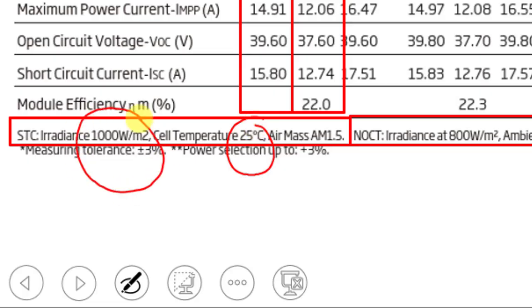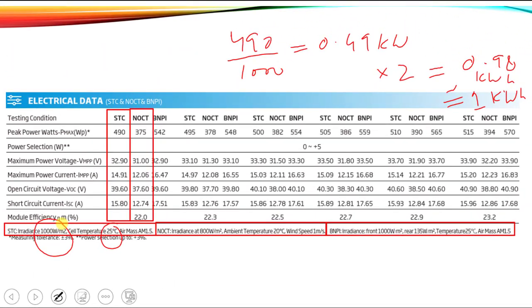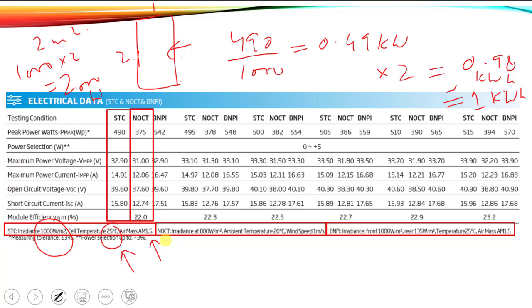Remember, per meter square. If the area of the module is 1 by 2 meters, then the total area will be 2 meters square, right? So the total sun energy which must be received by the module should be 1000 into 2, that is 2000 watts, as per STC conditions. So for this particular module, 2000 watts is received by the module, the cell temperature remains 25 degrees centigrade, and the air mass is 1.5. Then for 2 hours, this module shall produce 1 energy unit.